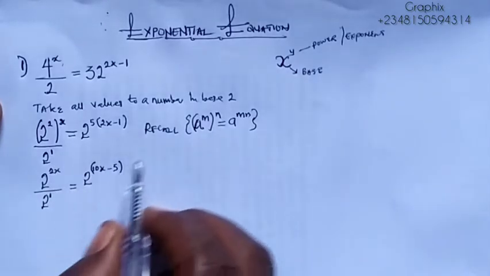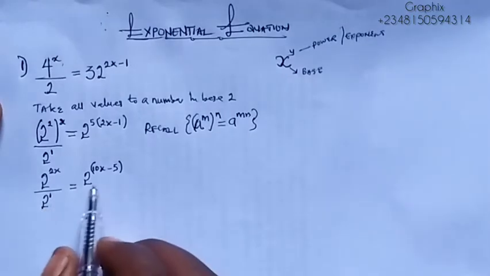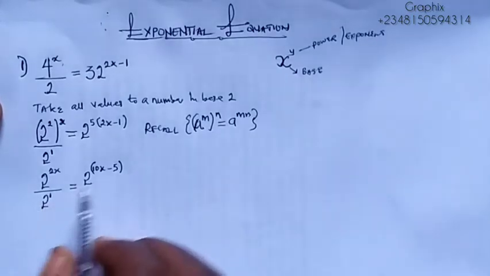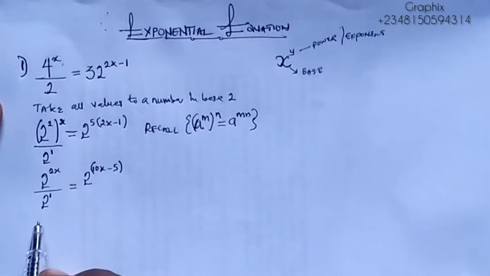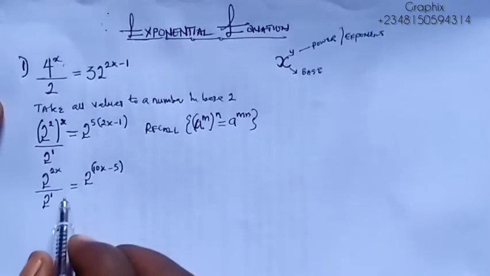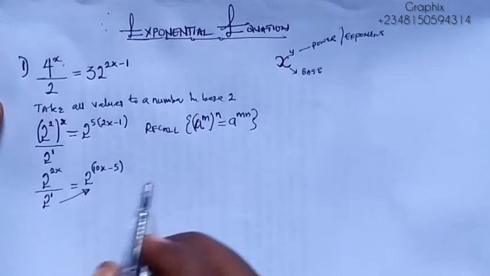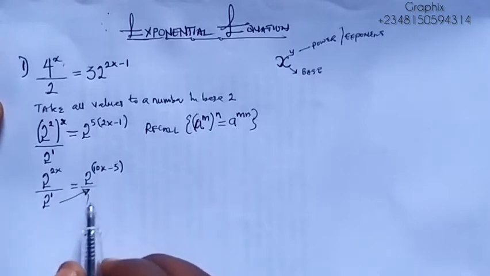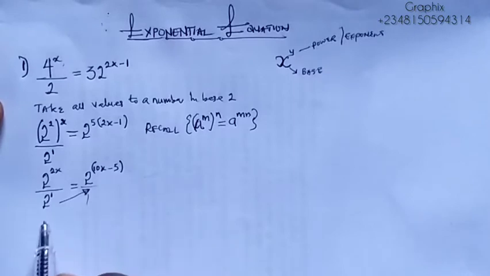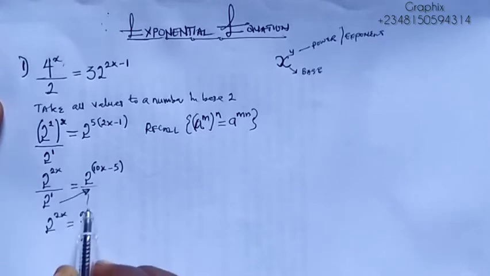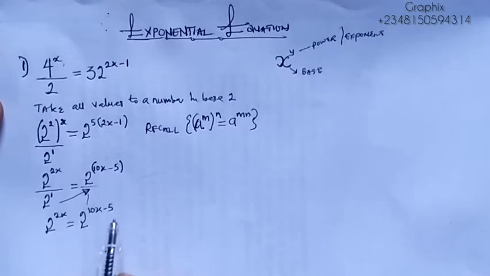Now we move forward. The next thing we'll do here is cross multiply. By cross multiplying, taking this 2 up here, because anything you see is over 1, so this is like saying 2 over 1, I'm taking this up here. So I'm going to have 2 raised to the power of 2x equals 2 raised to the power of 10x minus 5, multiplied by 2 raised to the power of 1.